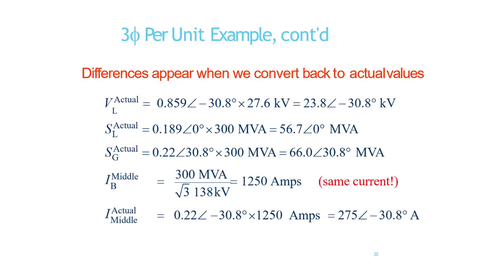Differences appear when we convert back to actual values. So VL actual is 0.859 angle minus 30.8 into 27.6 kilovolt, that is 23.8 angle minus 30.8 degrees kilovolt. SL actual is 0.189 angle 0 into 300 MVA, that is 56.7 angle 0 degrees MVA. SG actual is 0.22 angle 30.8 into 300 MVA, that is 66.0 angle 30.8 MVA. IB middle is equal to 300 MVA by root 3 into 138 kilovolts, that is 1250 amperes. And I middle actual is 0.22 angle minus 30.8 into 1250, that is 275 angle minus 30.8 degrees.